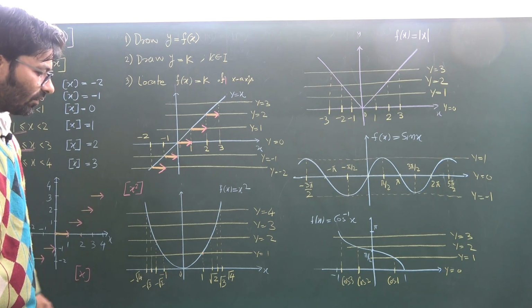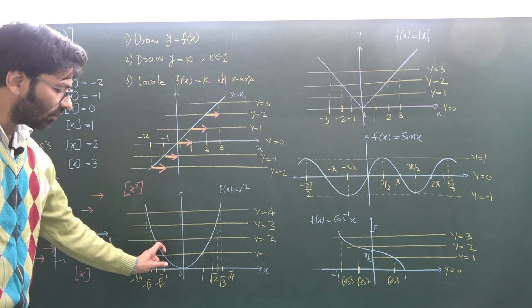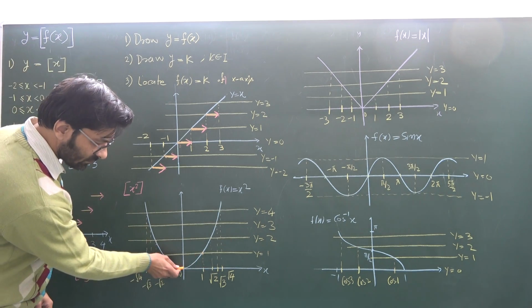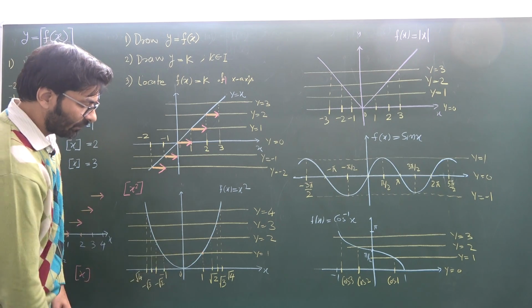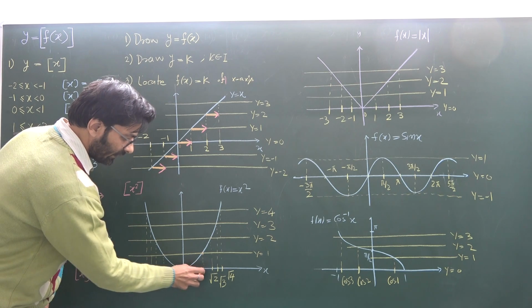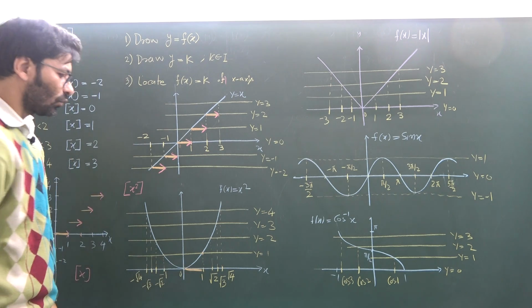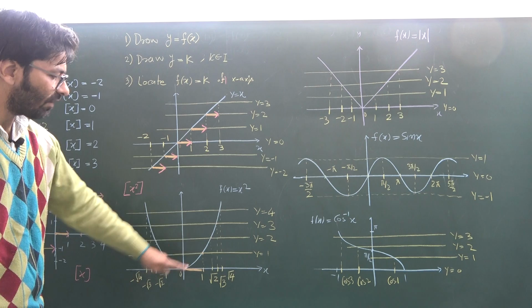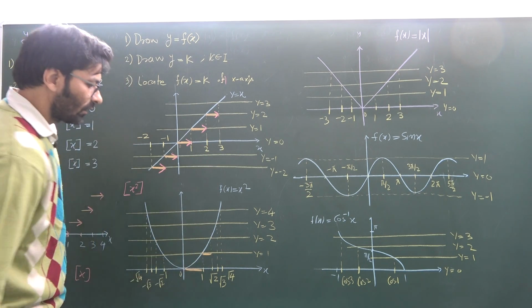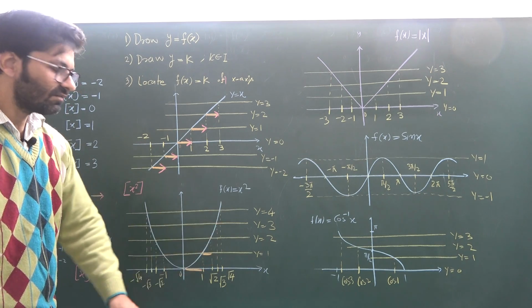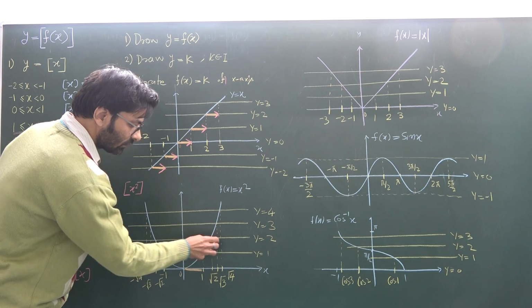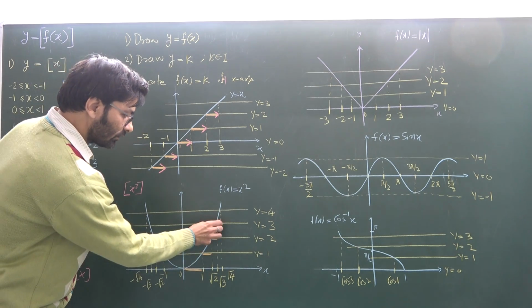When x is between 0 to 1, the y coordinate fluctuates between y equals 0 to y equals 1. This is my increasing graph, varying between 0 to 1, which means the integer part is 0. Between 1 to under root 2, the y coordinate fluctuates between 1 to 2, which means 1. Between under root 2 to under root 3, the y coordinate must be 2, not 3. Okay, under root 3 to this.